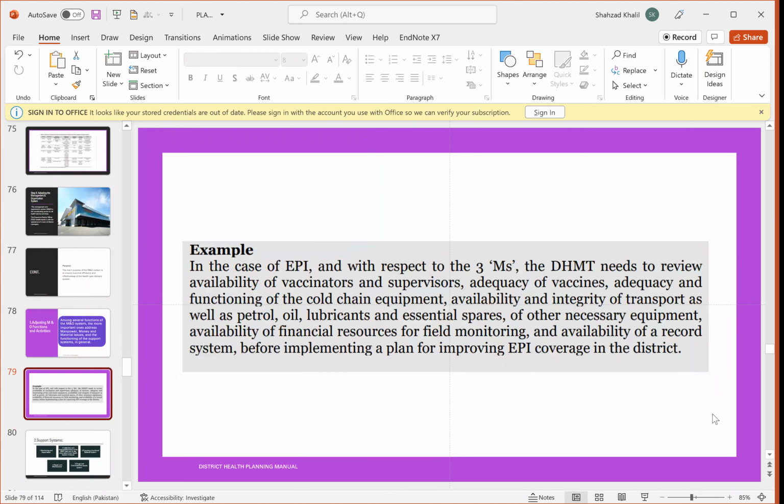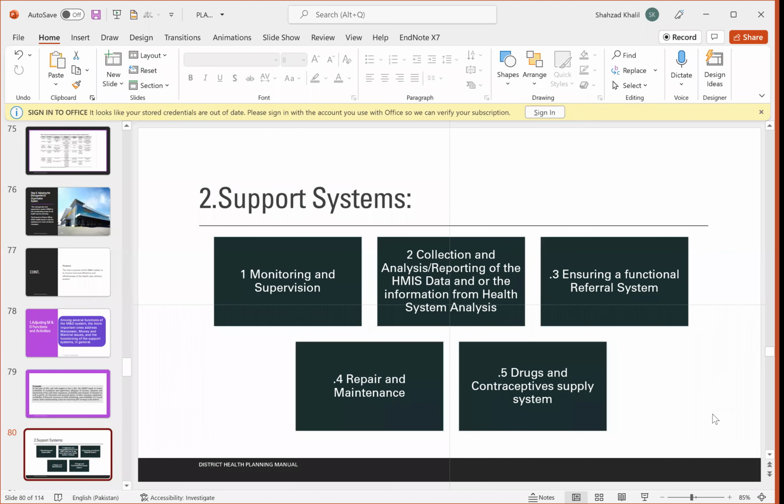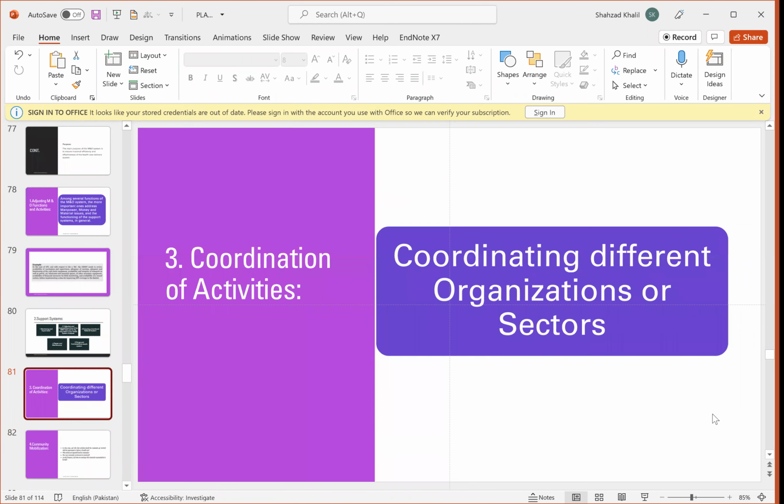It is again the example. Support system includes the monitoring and supervision, collection and analysis, reporting of the HMIS data or health information system, ensuring a functional referral system, repair and maintenance, drugs and contraceptive supply. And its main function is coordinating different organizations or sectors. Coordination between different sectors is one of the very important functions.